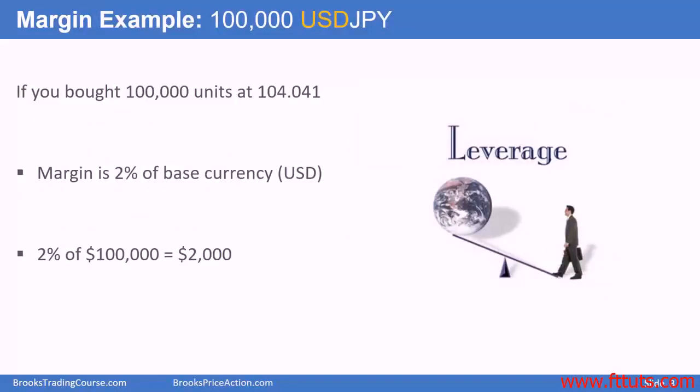Here's an example. Let's say you bought 100,000 of the dollar versus the yen. And let's say your fill price is 104.041. Margin is 2% of the base currency, in this case, the dollar. And if you're trading 100,000 units, $100,000, 2% of 100,000 is $2,000. So if you had $2,000 in your account and your broker was allowing you to trade with a 50-to-1 leverage, 50-to-1 margin, a 2% margin, then your $2,000 would allow you to buy $100,000 yen.